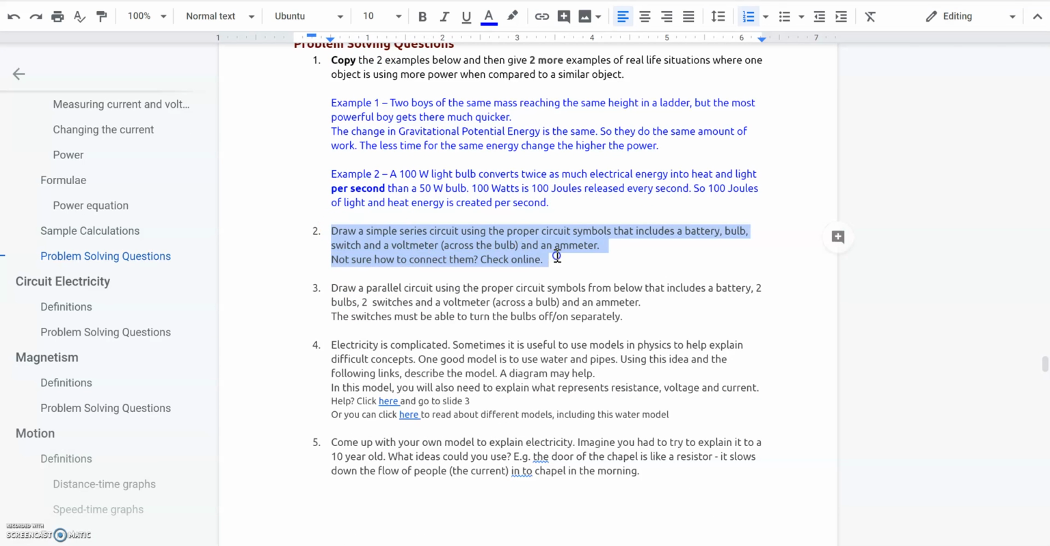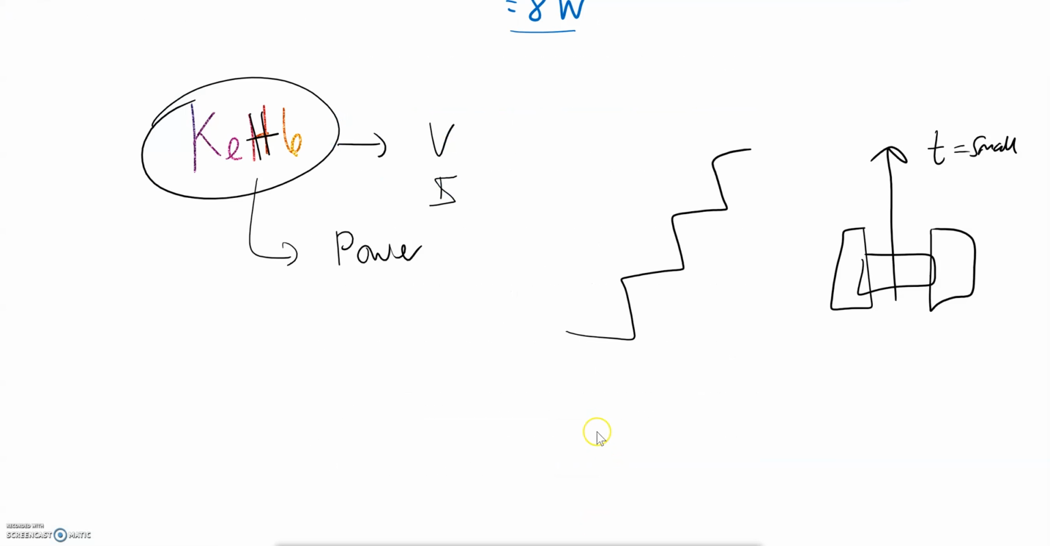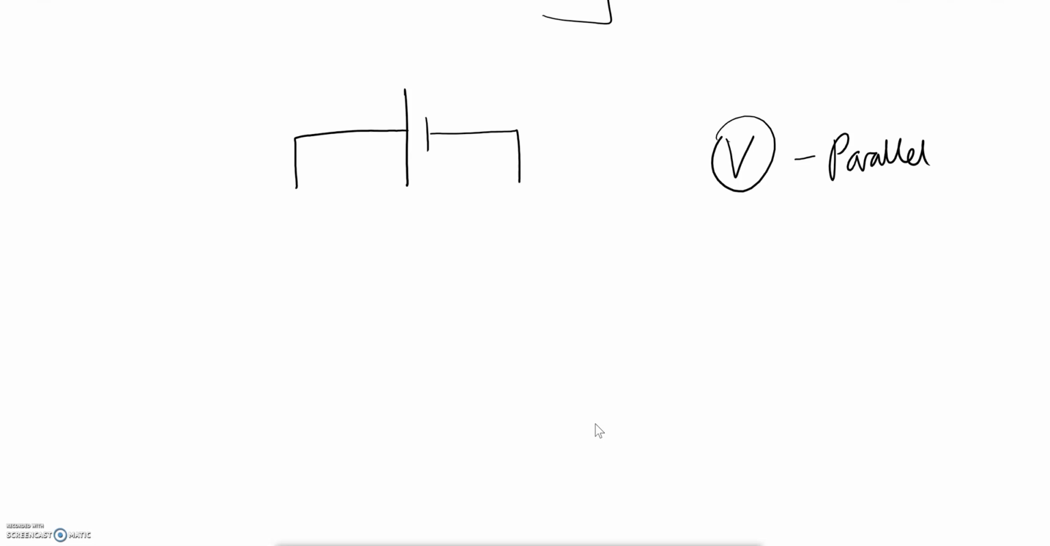This one, draw a simple series circuit using appropriate circuit symbols, which include a battery, a bulb, a switch, a voltmeter, and an ammeter. Remember to connect the voltmeter and ammeter correctly. So you can refer back to the one we did earlier, but remember you're going to start with a battery, and then you're going to have wires going round to those components. Remember, the voltmeter has to be in parallel to the thing that you want to measure, and the ammeter has to be connected in series, which means in the flow. So it could be here, it could be here, it could be here, as long as it's in series and not in parallel.